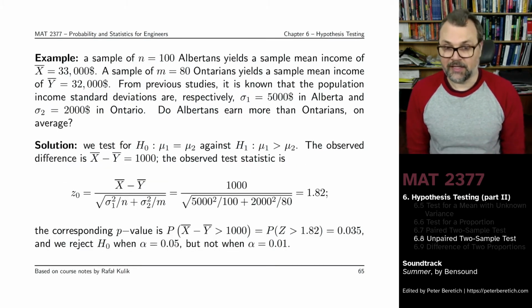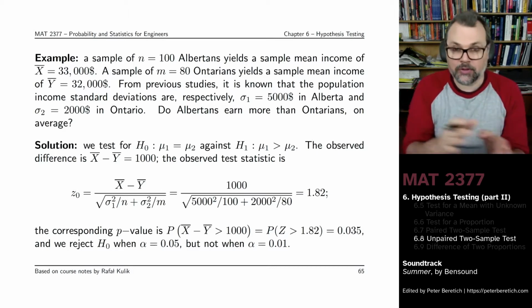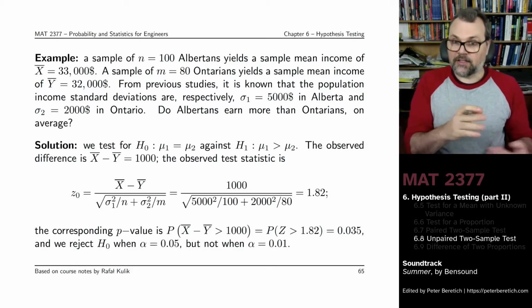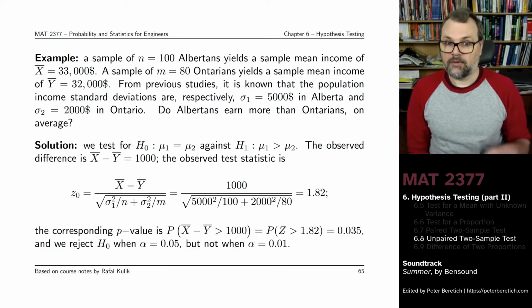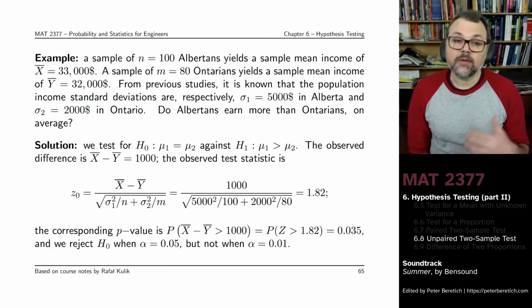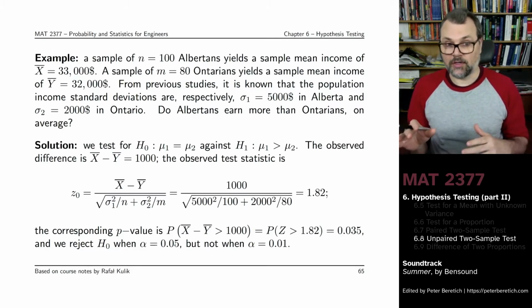Here's an example that might illustrate how this would work. You'll sample 100 Albertans, and then you get a sample mean income for that population of 33,000. You sample 80 Ontarians, different number, unpaired. There isn't a one-to-one match between a given Albertan and somebody from Ontario. These 80 Ontarians have a sample mean income of $32,000. From previous studies, we know that the population income standard deviations are respectively $5,000 in Alberta and $2,000 in Ontario.